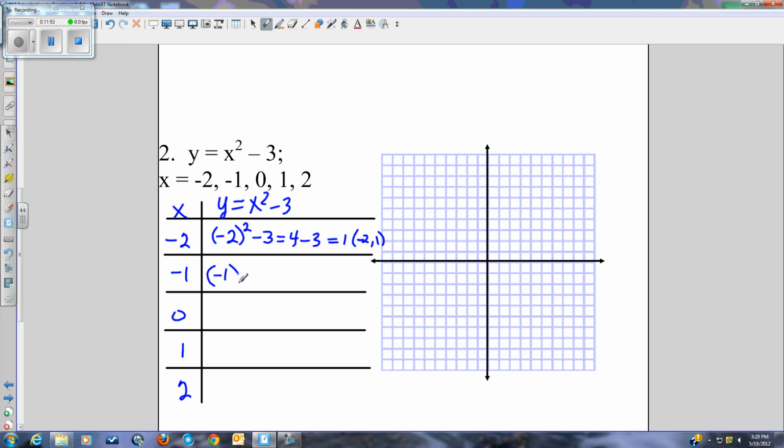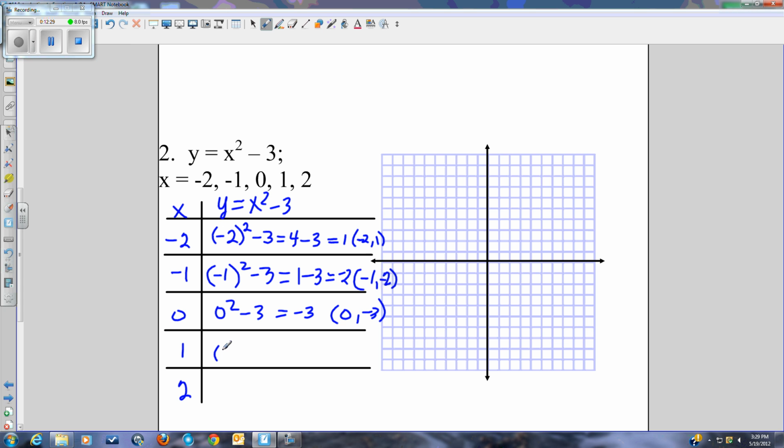So we have -1 squared minus 3, which gives us 1 minus 3, which is -2. And so we have the point -1, -2. Let's do the next point. We have 0 squared minus 3, which just gives us -3. So we have the point 0, -3. You might not be seeing a pattern in this one. This one actually is not a straight line like before.